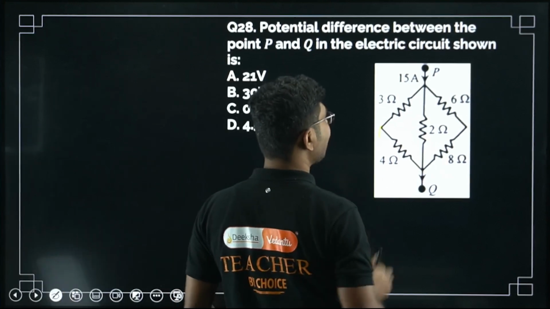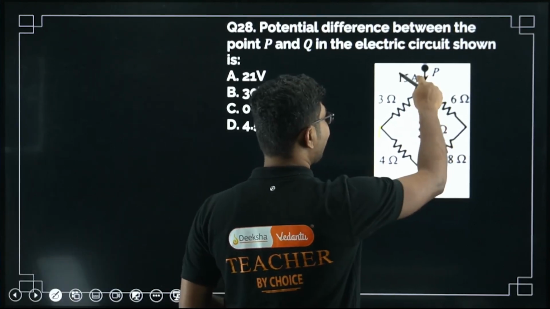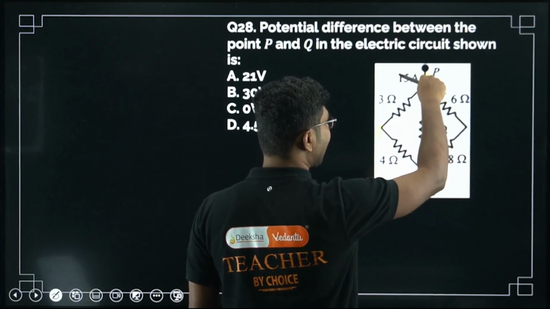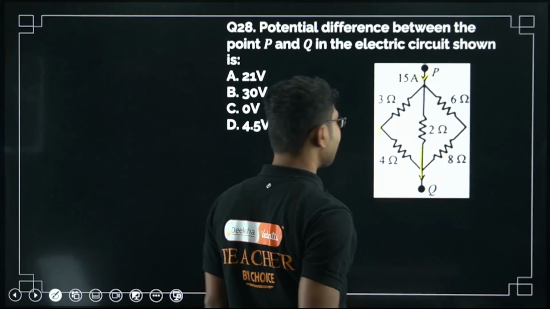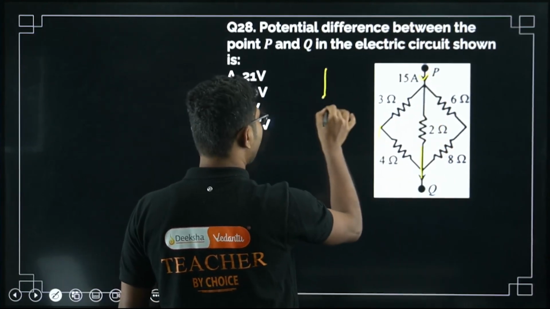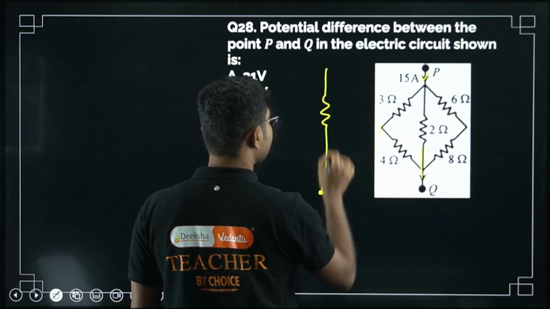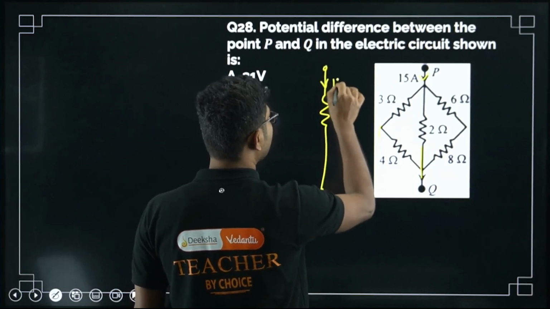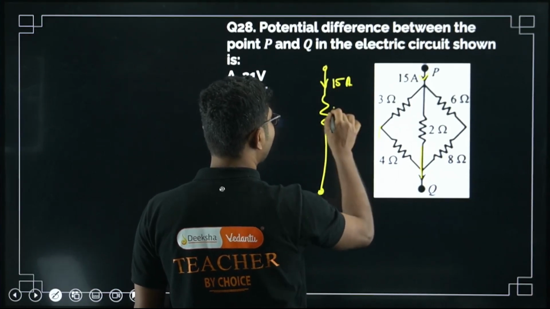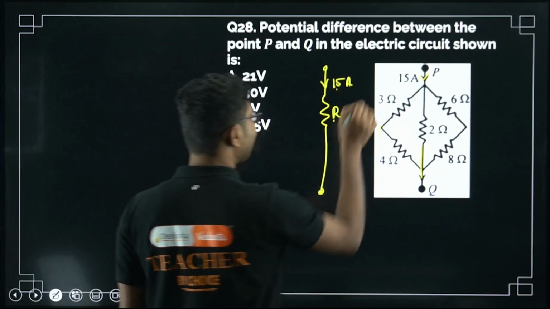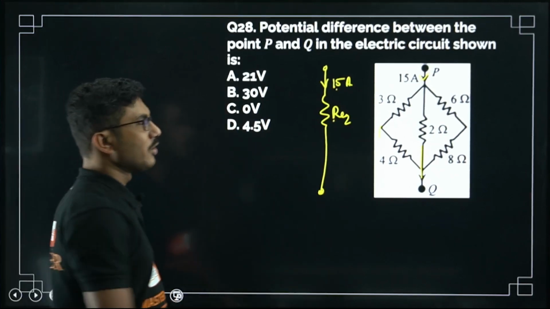Now here we have a current of 15 ampere passing through this. If you can find the equivalent resistance of this circuit, and 15 ampere current is passing through it, then the equivalent resistance times the current gives you the potential drop. So how to do that?